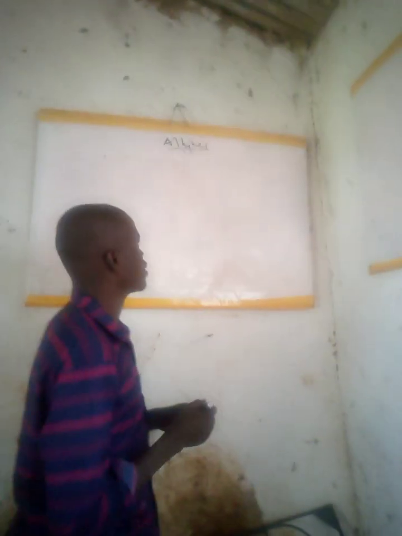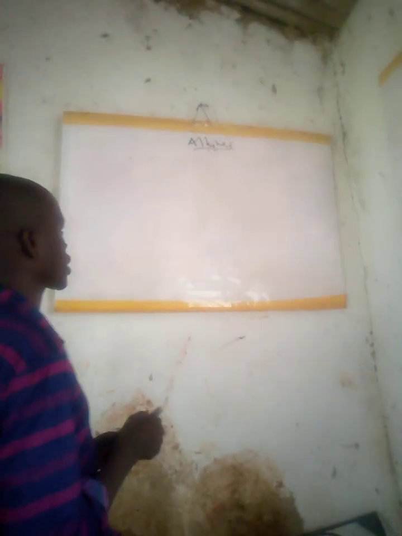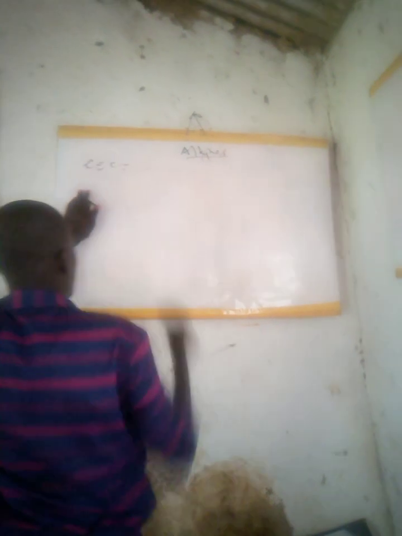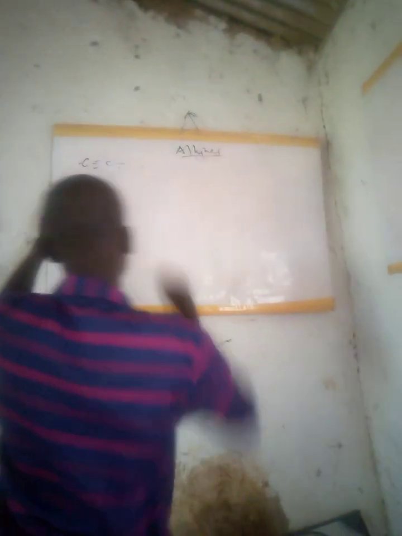Hey guys, good evening. So today we want to discuss alkynes. Alkynes are also hydrocarbons. These are hydrocarbons that contain a carbon-carbon triple bond. Carbon-carbon triple bond. Are we together? Then we have the general formula.